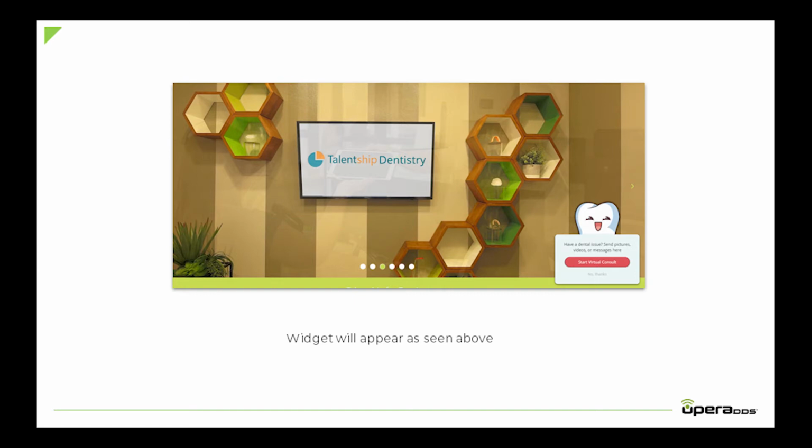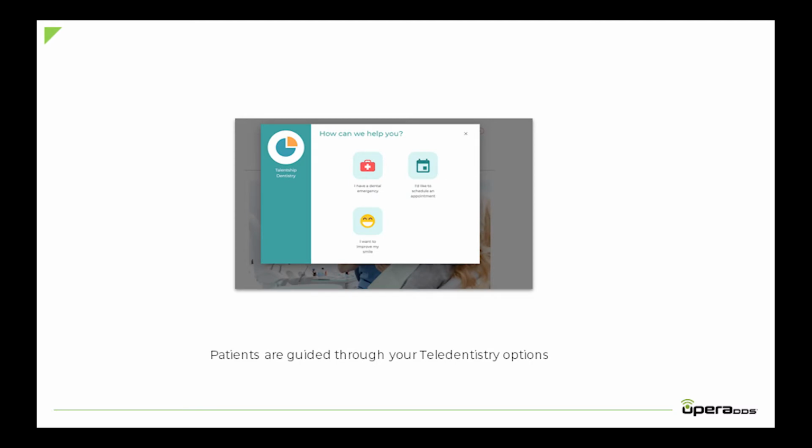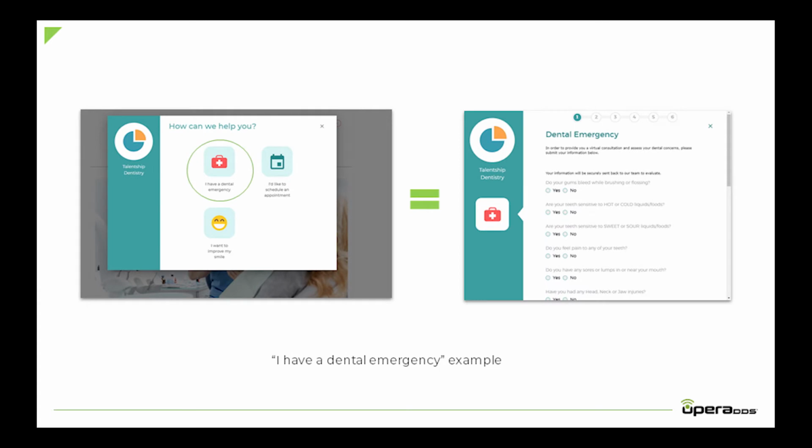Patients then see the option to Start Virtual Consult. The patient will be guided by the widget. For those with the widget only, you will see three options. The first is I have a dental emergency. When this option is selected, your dental emergency form appears.